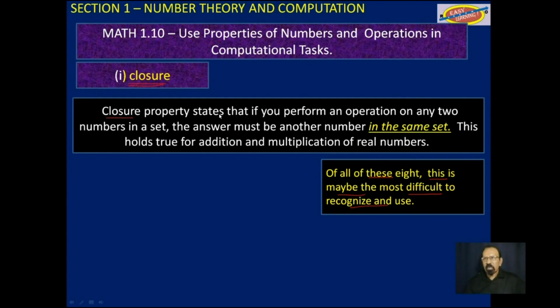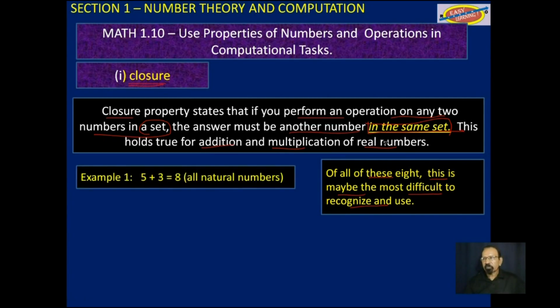Closure property states that if you perform an operation on any 2 numbers in a set, the answer must be another number in the same set. This holds true for addition and multiplication for real numbers. So let's look at some examples. 5 plus 3. If you look at them carefully, these are all natural numbers, and so your answer must be a natural number.